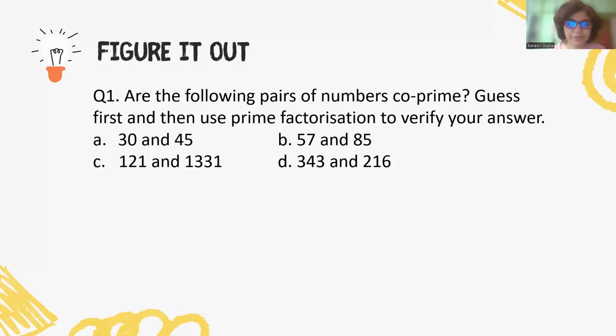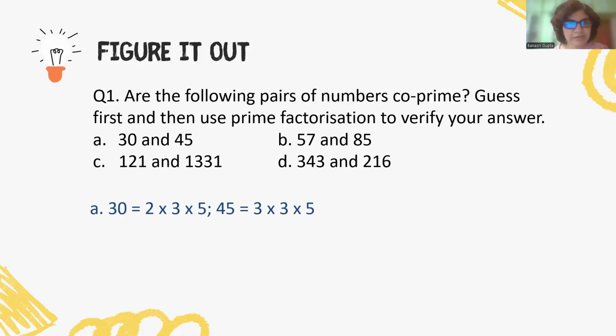So let's do some Figure it Out questions from the chapter. Are the following pairs of numbers co-prime? Guess first and then use prime factorization to verify your answer. So 30 and 45. What is your guess? Let's check.